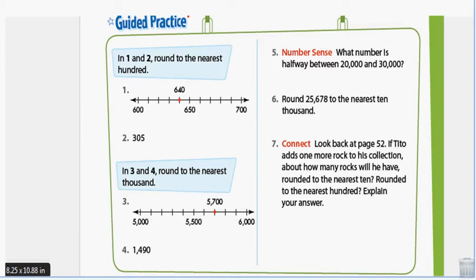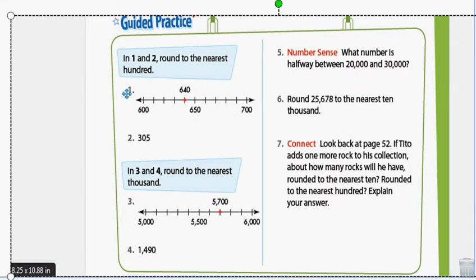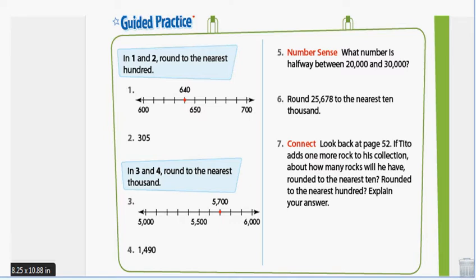Okay, in this video right here, we're going to be talking about rounding. The first one says, in 1 and 2, round to the nearest hundred. On number 1, they have it on a number line, and we're rounding to the nearest hundred. You can see the 640 is actually closer to 600 than it is to 700. So 640 would round to 600 to the nearest hundred.